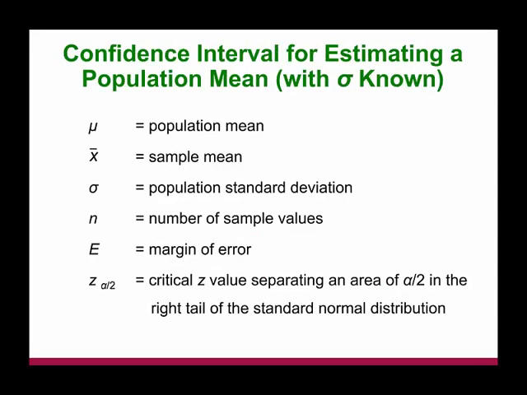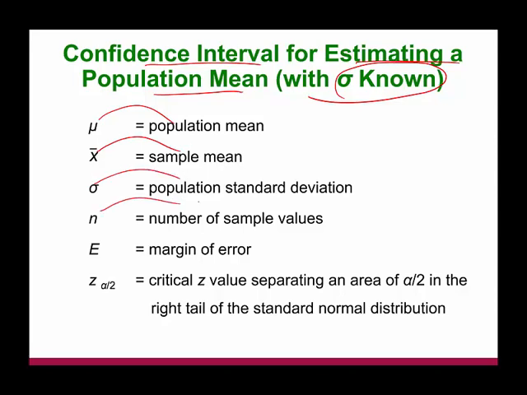Now let's learn how to construct a confidence interval for estimating the population mean mu with sigma known. So students, review the concepts. Mu is the population mean, x bar represents the sample mean, sigma is the population standard deviation, n is the number of sample values, or sample size, E is the margin of error, and z alpha over 2 is the critical z-score, separating an area of alpha over 2 in the right tail of the standard normal distribution.